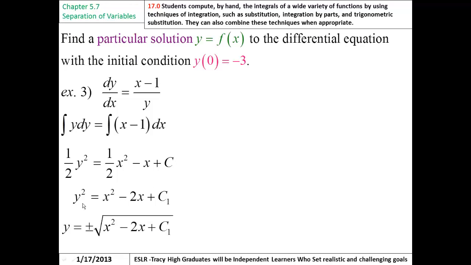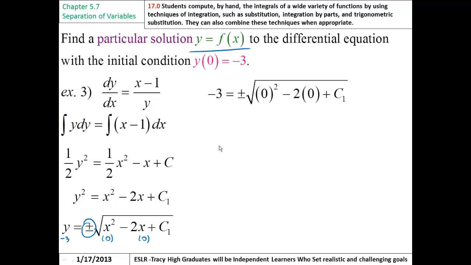Then taking the square root of both sides, since it asked for a particular solution, y equals f of x, we get this particular solution here. You have to get that plus and minus in there, even though it's sort of awkward. Now, to solve that, we plug in 0 for x and minus 3 for y, just like that, and solve for c, probably by squaring both sides.